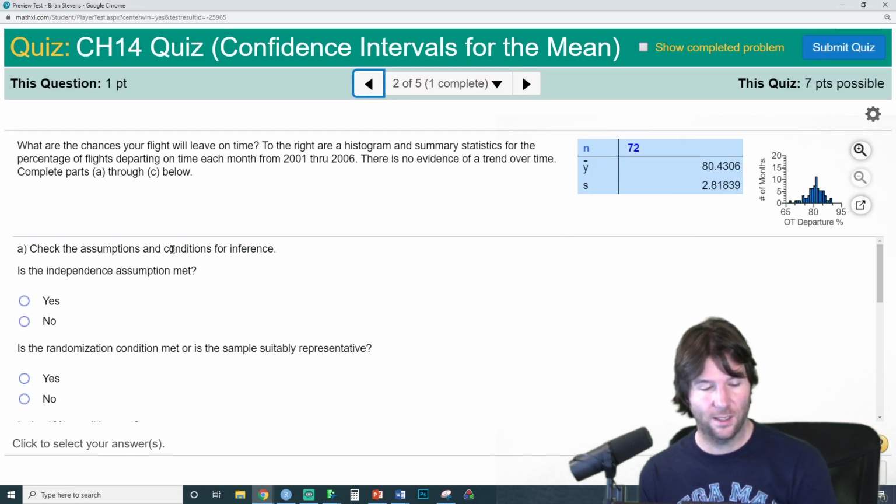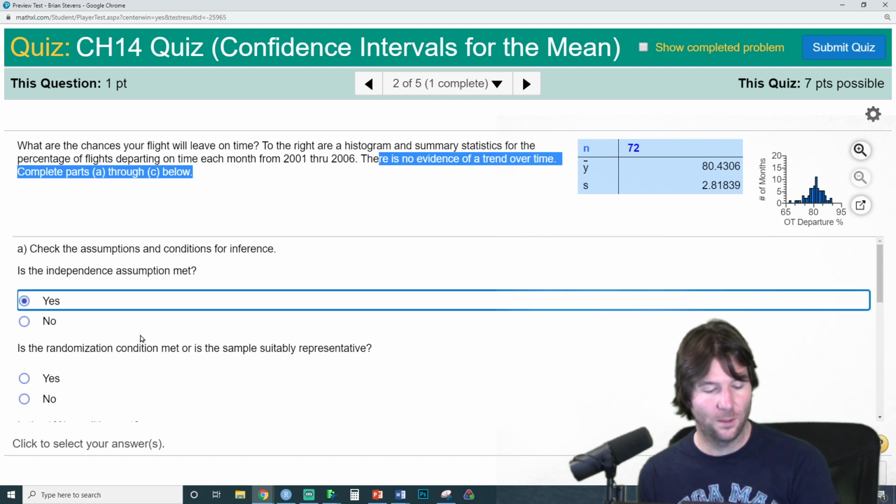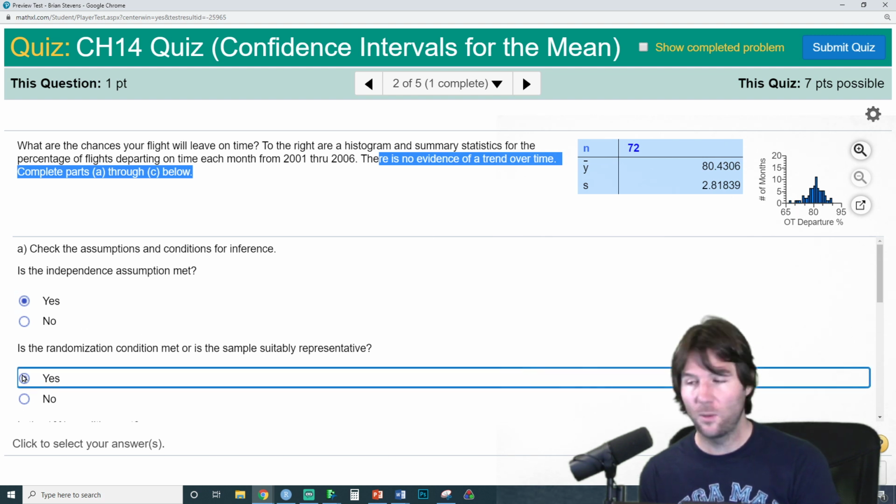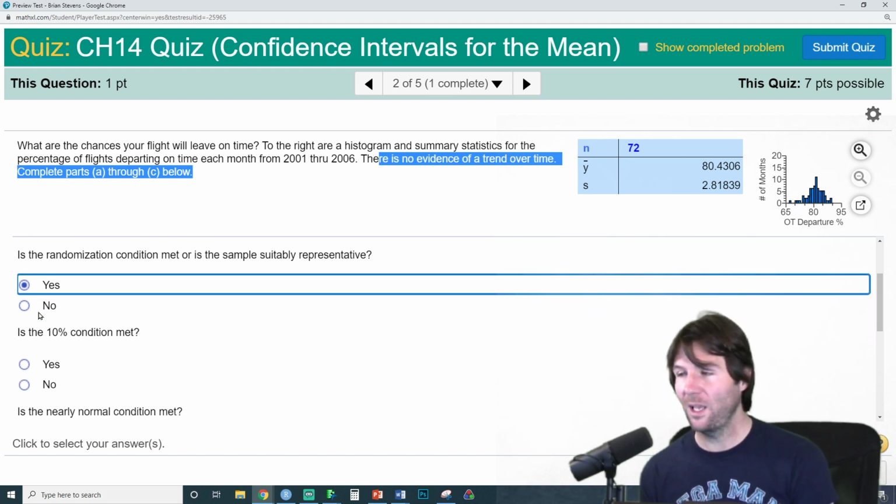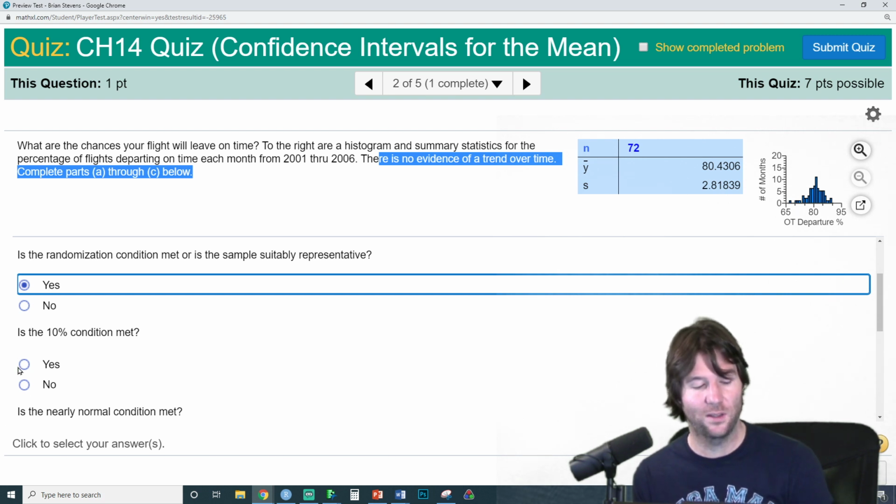It will eventually do a confidence interval, so we'll see in a second what confidence interval it wants. Is the independence condition met? There's no evidence of a trend. Yes, independence condition met. Is it random? Yes. Now, be careful on these because it'll switch where yes and no is at. I see a lot of people miss these because people think yes is the first one. It kept them all in the same spot, but it does randomize them. I just got lucky and they're all in the same spot. But watch out, yes and no can switch spots. I've seen that in this question.